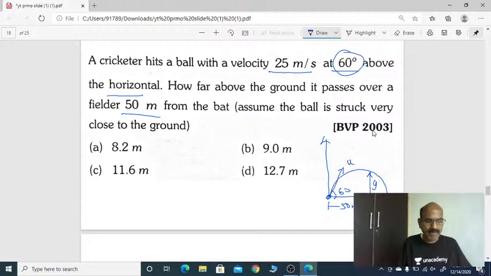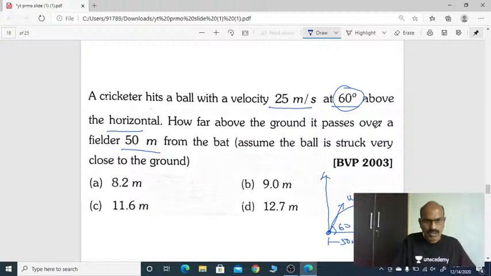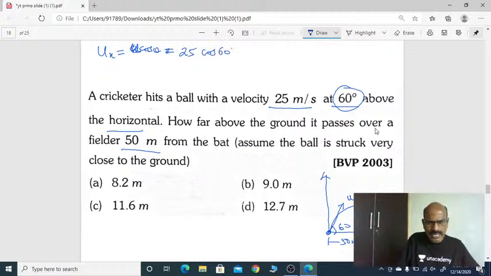Question, try to understand. What is the horizontal velocity here? Ux equals u cos theta, remember? So horizontal velocity along the x-axis is u cos theta, where u is the initial velocity, 25 into cos 60 degree. We know that cos 60 is 1 by 2. You will get 12.5 meter per second, the horizontal velocity.